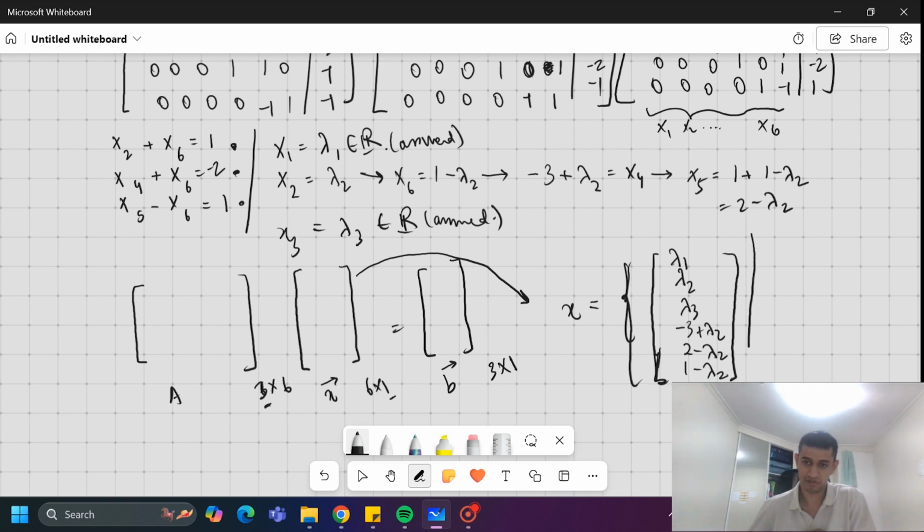This is the set where lambda 1, lambda 2, and lambda 3 are all real numbers. This is how we give a solution. This is how we present it. And yeah, that solves the problem. Fairly straightforward, especially towards the last video already.